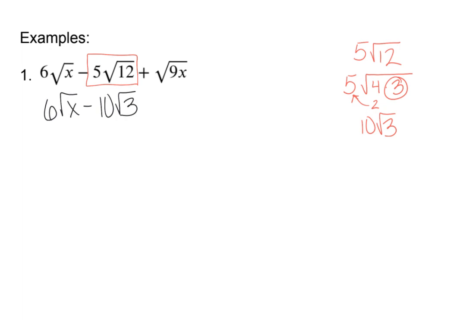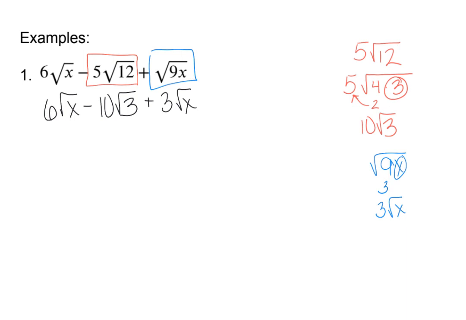Now let's look at this third term, the square root of 9x. That's another one that can be simplified. So square root of 9x, well, the square root of 9 is just a regular 3, and we're going to keep the x in. So it would simplify into 3 root x. So back over here, we're going to put in 3 root x.